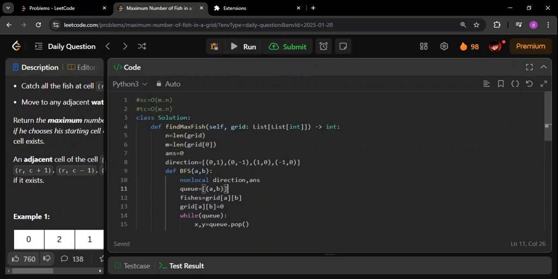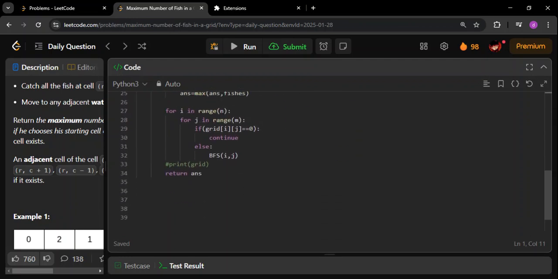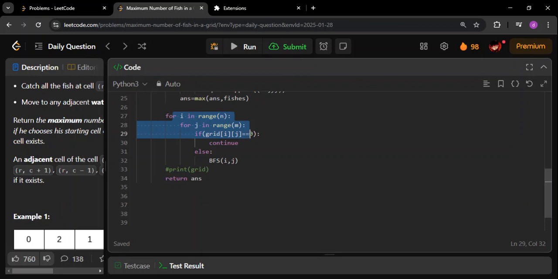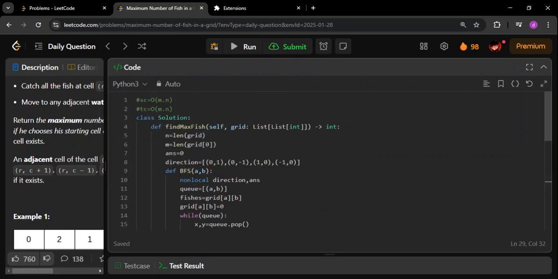For that reason I mark the space complexity as O of m into n, and obviously the time complexity, since you're using two for loops, will be O of m into n. Some people may argue that the space complexity is O of one, but I have submitted this solution in multiple compilers, and in some of them I'm getting O of m into n. For that reason I'm writing O of m into n space complexity here.